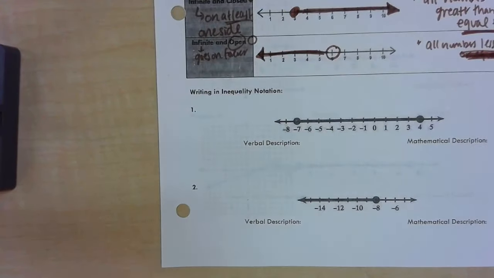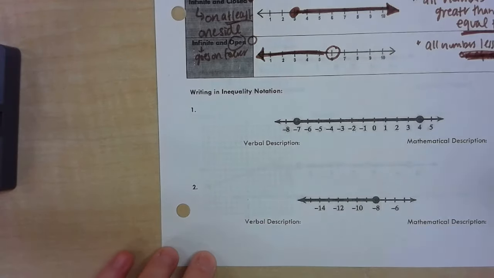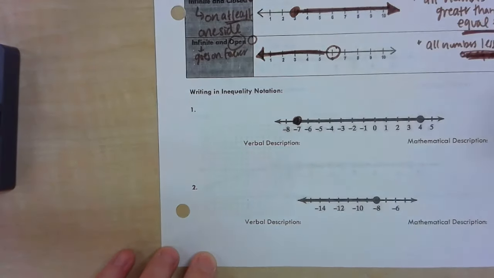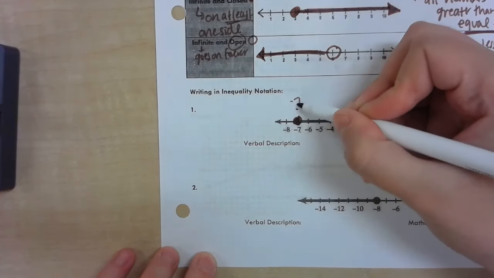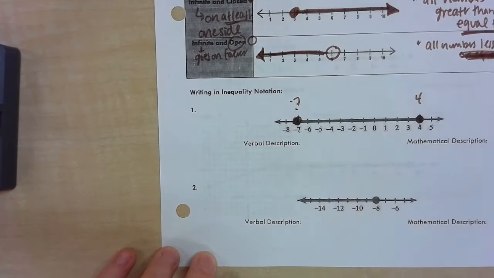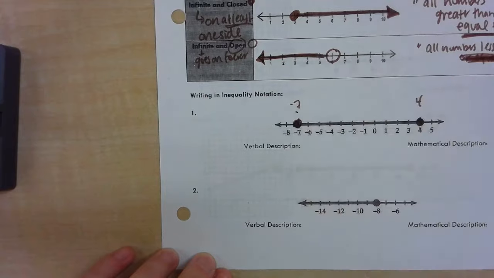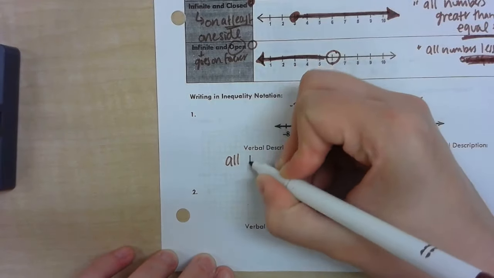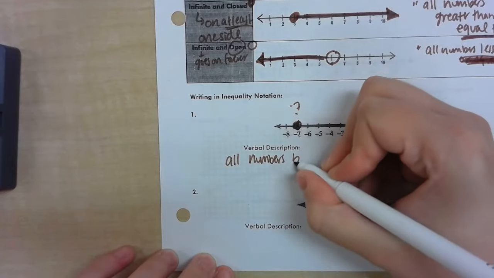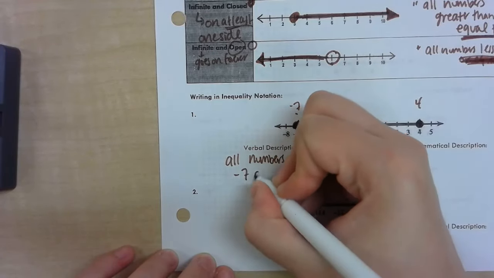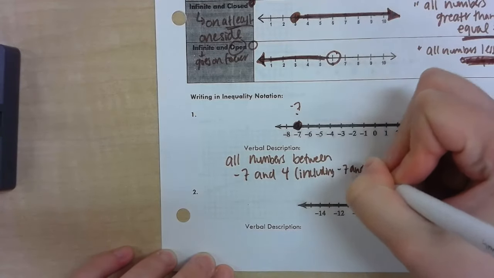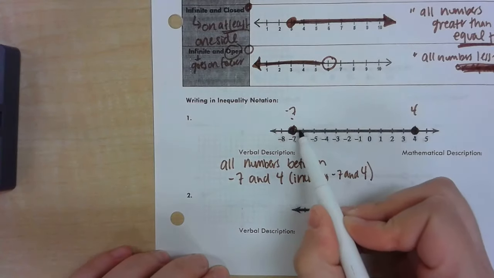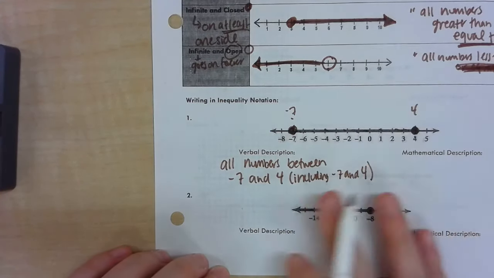So let's look here. I'm going to do 2 examples with you guys. You can check your answers on the board. I'll remind you of that again. But so I see this. Okay, I see a closed circle on -7, and the lowest number is -7, the highest number is 4. So all these numbers between them are included. So my verbal description is going to be all numbers between -7 and 4, including -7 and 4. Because that's exactly what's happening, right? I have all these numbers between -7 and 4 and also including them.